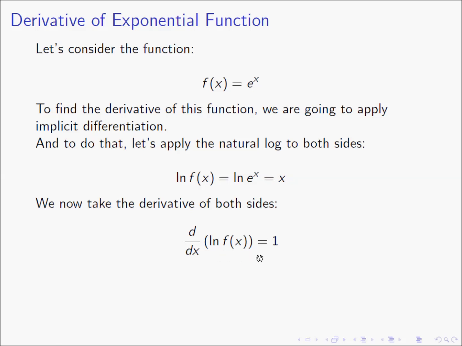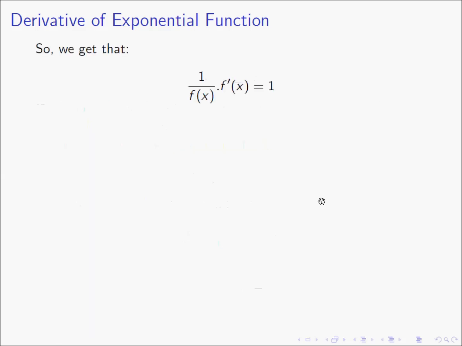The chain rule says that we need to first write the derivative of the outer function. Here the outer function is natural log, and its derivative is 1 over f of x. And then we need to multiply that by the derivative of the inner function, that is f of x, and that derivative is f prime of x. That equals 1. So we get this equation, and here we can simply multiply both sides by f of x to get that f prime of x equals f of x.